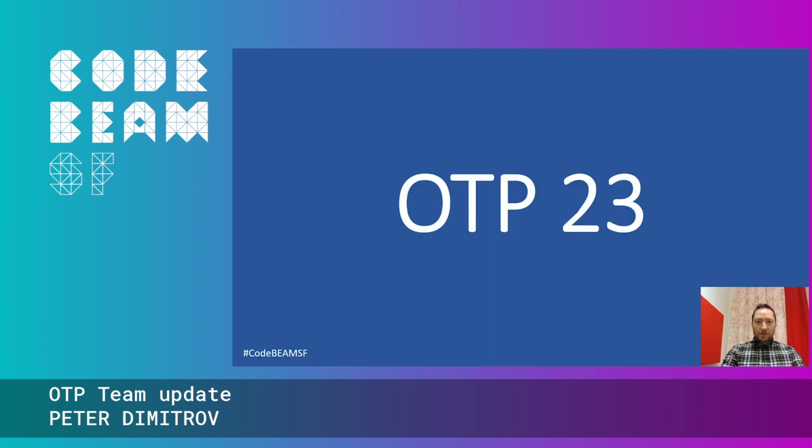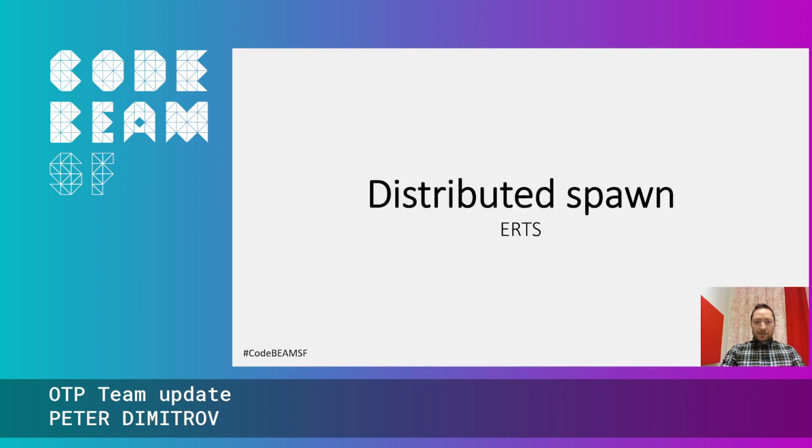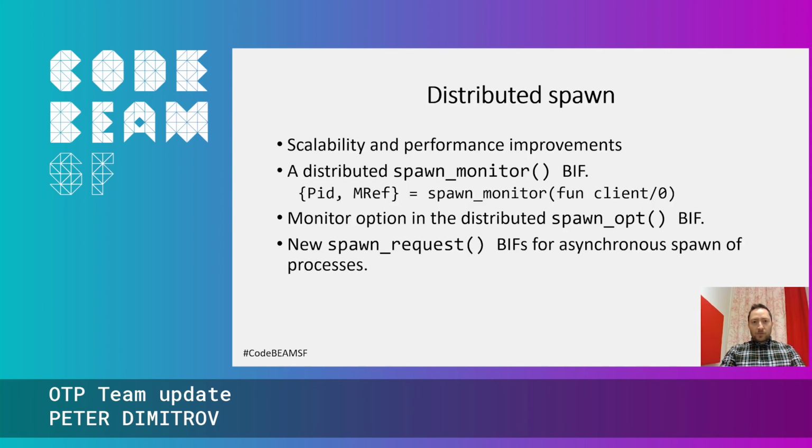Now let's talk about the features in OTP 23. Distributed spawn. We have improved the scalability and performance of the spawn operation. We also added new features such as the distributed spawn_monitor BIF. This function creates a new process and sets up a monitor automatically.